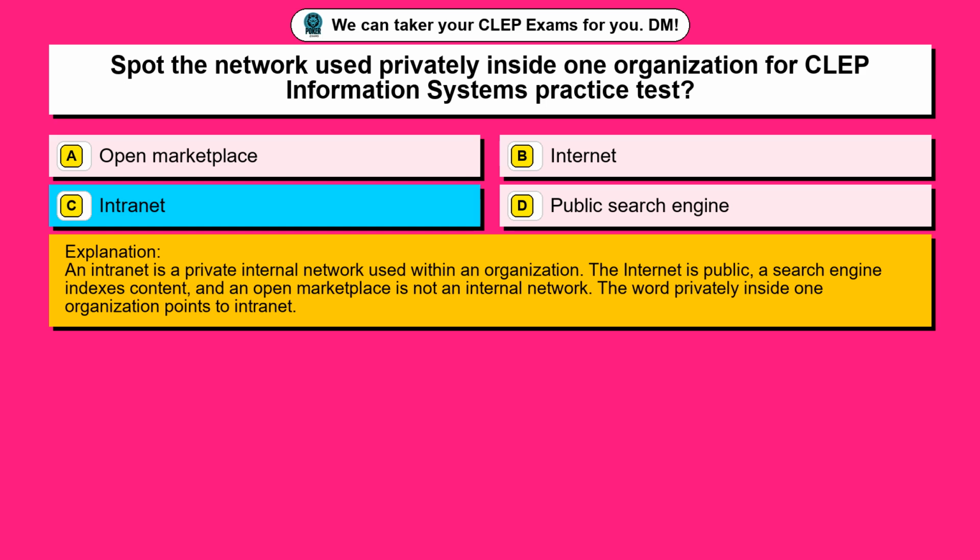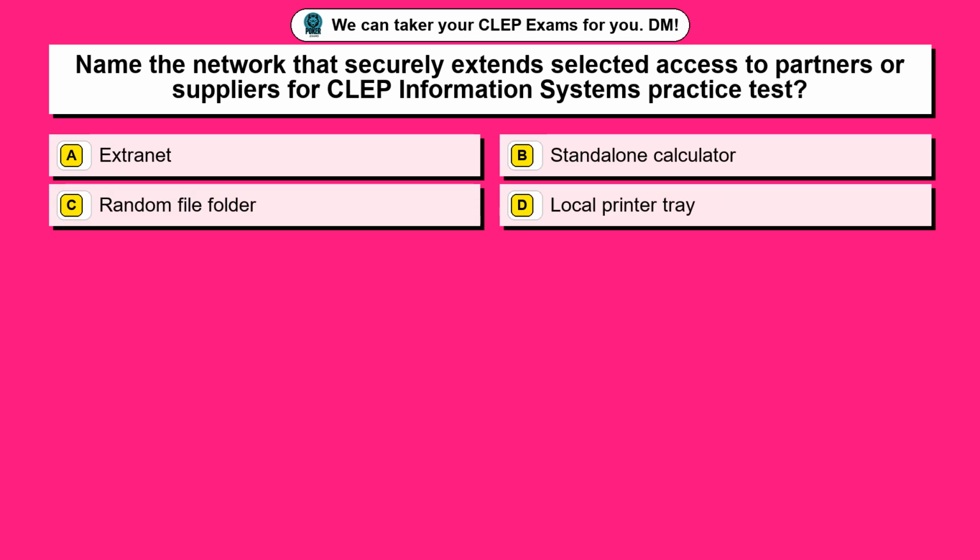The word privately inside one organization points to intranet. Question 25. Name the network that securely extends selected access to partners or suppliers for CLEP Information Systems practice test.